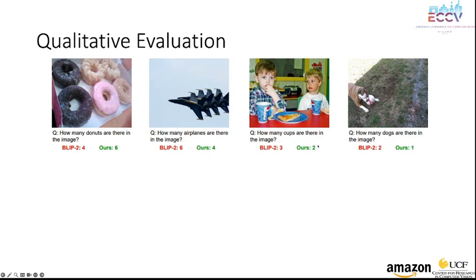And next, we show examples of a confusing case with color. Here you ask how many cups are there in the image, and we see that both the cup and the plate are blue, and BLIP-2 predicts 3 while our model is able to rightly predict 2, as there are only 2 cups in the image. And given the background color matches the color of the dog, our model is able to rightly predict the count of the dogs while BLIP-2 fails to identify.